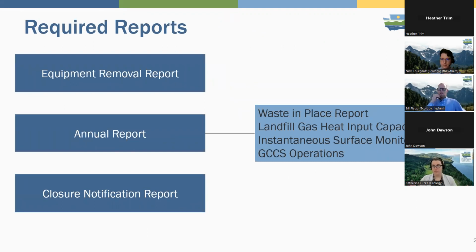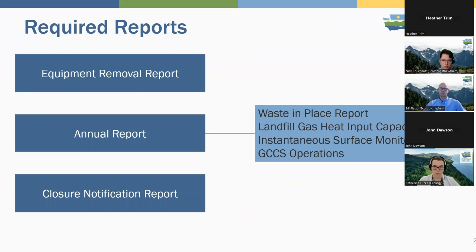So here is how we've visually organized our required reports. You have your equipment removal report, when you're removing pieces of equipment. You've got your closure notification report, top and bottom. The annual report is something you have to submit, but you have different tiers of what you're required to submit in the annual report, depending on the size of your landfill.